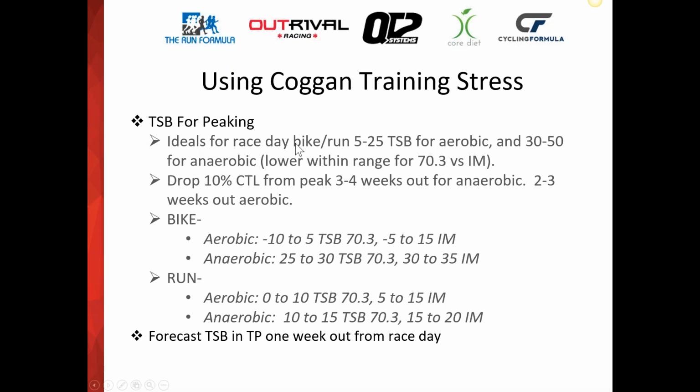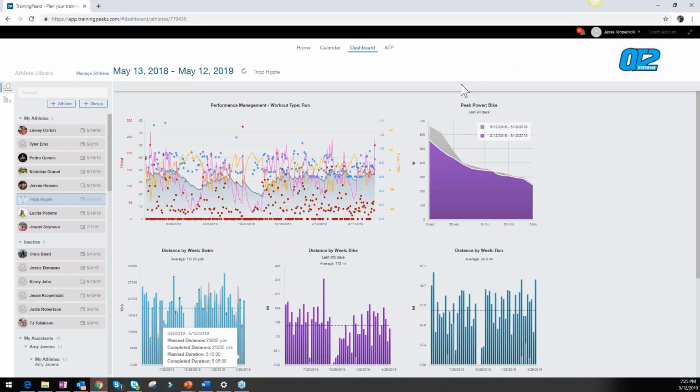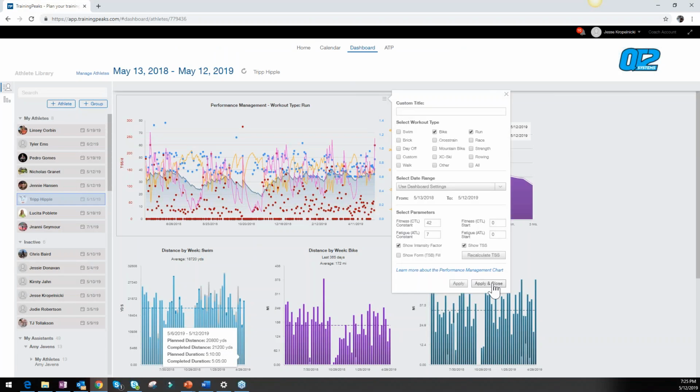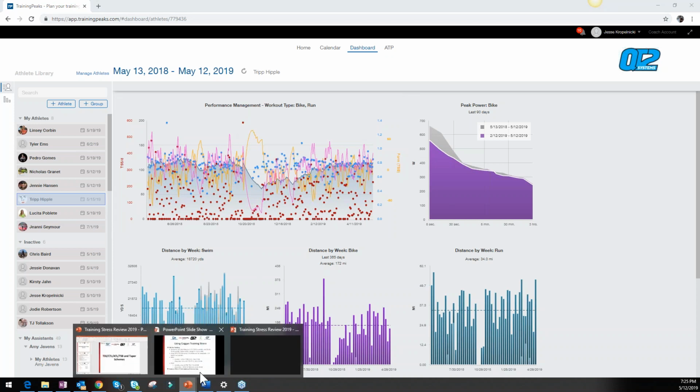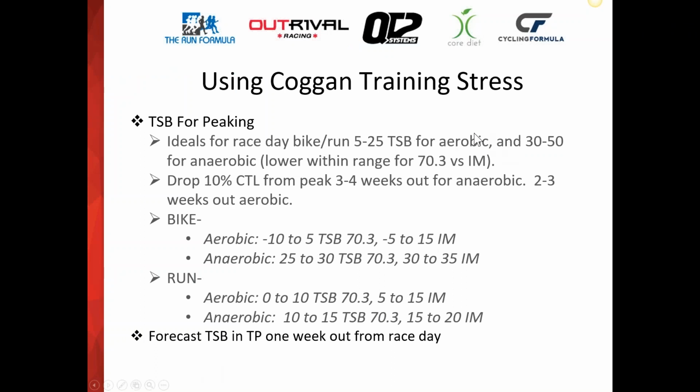So what are some ideals? Ideals for bike run are like 5 to 25. That is, when I say bike run, I mean if I have both bike and run checked here as combined, 5 to 25 for race day is really good for those types of athletes. So you can see Tripp here, when he did Louisville last year, and he was certainly on that day, his combined bike run was a 28 TSB. And Tripp is a little bit more of a neutral athlete. So, you'll see here that I say ideals for race day are 5 to 25 for aerobic and 30 to 50 for anaerobic. Tripp's kind of neutral, so a 28 was like perfect for him. So that makes a lot of sense.